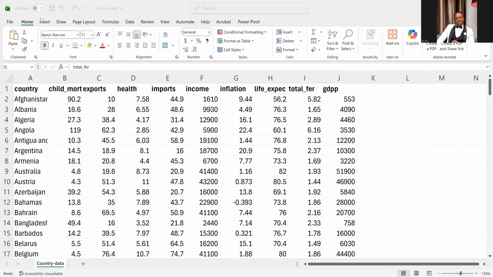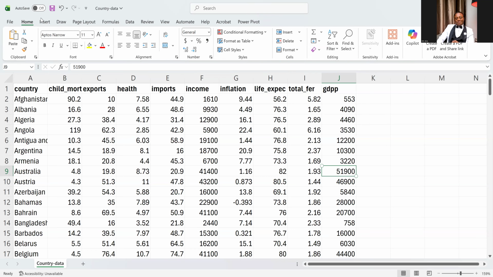And then finally, the overall per capita GDP. That is the income, or the average income per person. You can see that $553 in Afghanistan is the average income per year. That is crazily bad. When you look at Australia, for example, it's 51,900, which means quite a number of people on average are doing well.